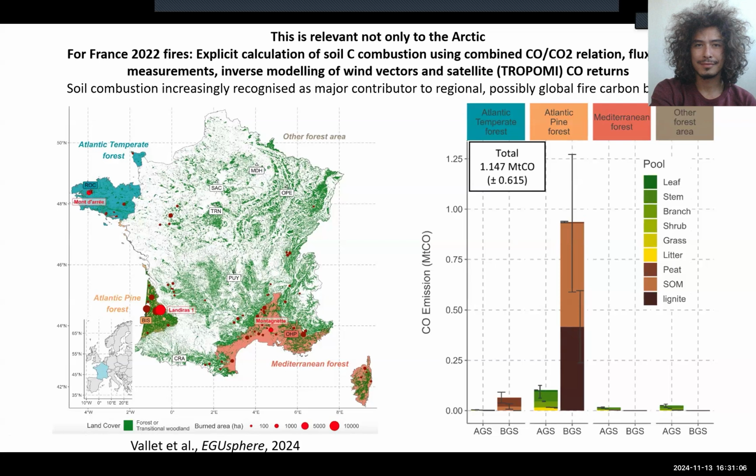And this was estimated using quite a complex mix of flux towers, satellite returns that estimate the carbon monoxide, and some inversion modeling of the atmospheric circulation.